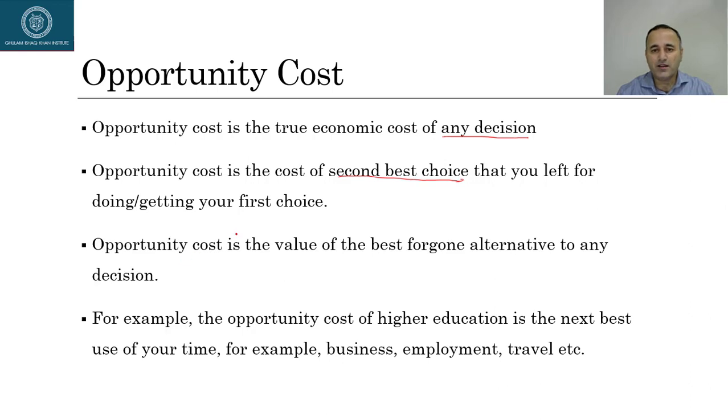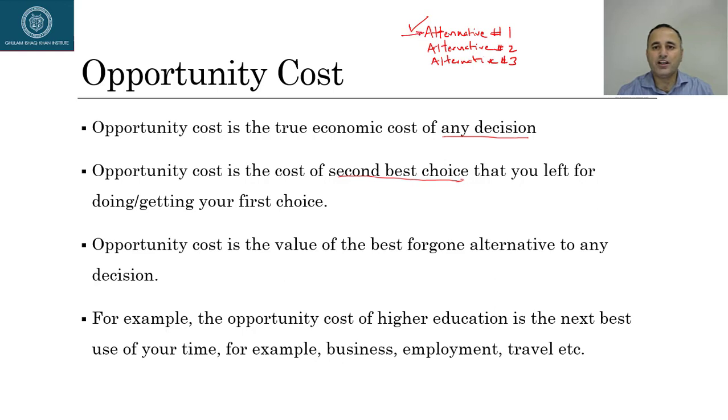Whatever decision you make, what do we do in a decision-making process? We have different alternatives: alternative number one, alternative number two, and let's say there are only three alternatives, alternative number three. Suppose I rank these, and alternative number one turns out to be the best alternative for me. Alternative number two is the second best alternative.